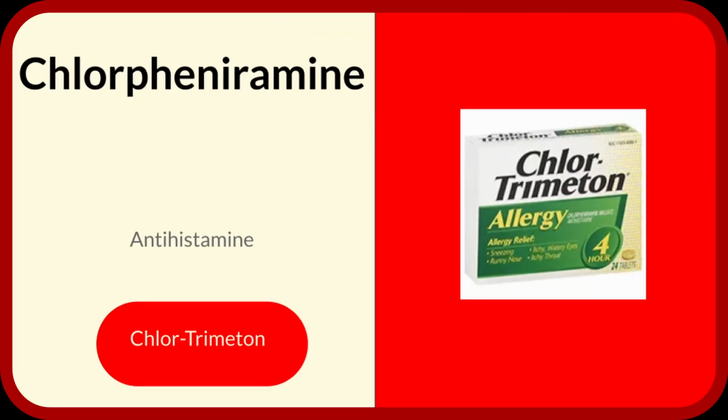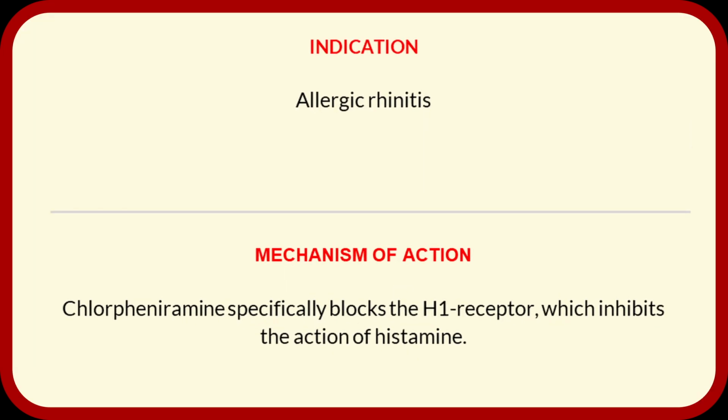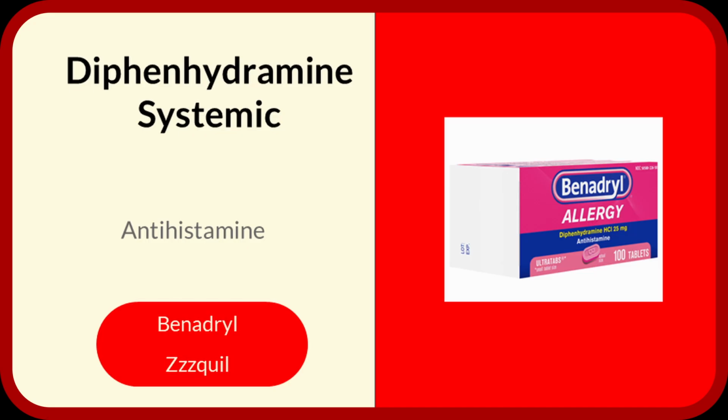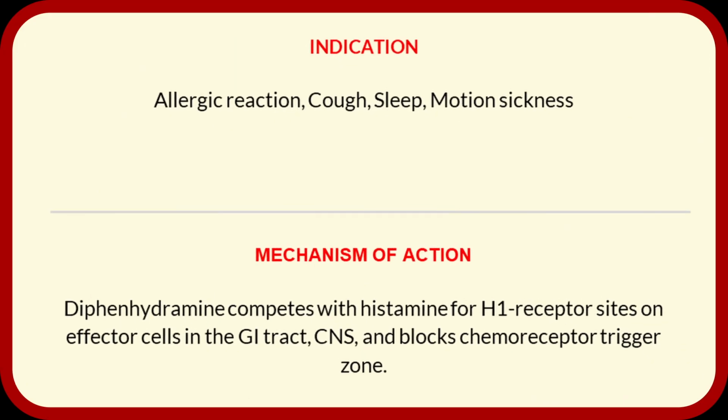Chlorpheniramine, which has the common brand name Chlor-Trimeton, is used for allergic rhinitis. Chlorpheniramine works by specifically blocking the H1 receptor, which inhibits the action of histamine. Diphenhydramine systemic, known by the brand names Benadryl or as the sleep aid ZQuil, has several indications including allergic reaction, cough, sleep, and motion sickness.